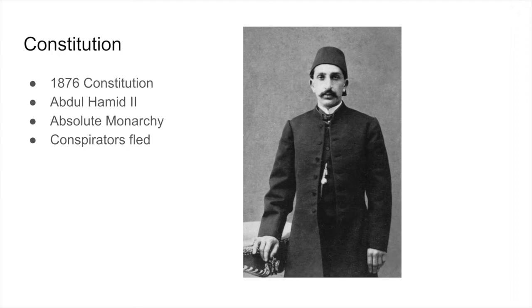This basically made the Ottoman Empire an absolute monarchy, with Abdul Hamid II being the leading monarch. And those in the Ottoman Empire who didn't agree with this conspired against the Ottoman monarchy. They felt pressure from the monarchy in fear of being persecuted, and so they fled the empire to places such as Paris and Switzerland.